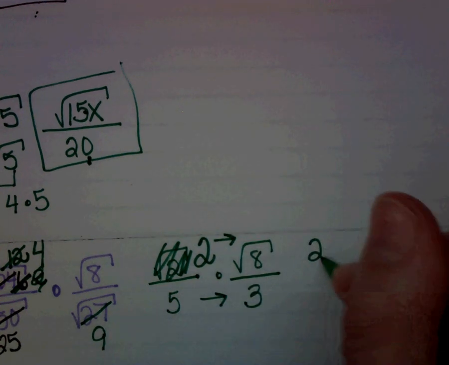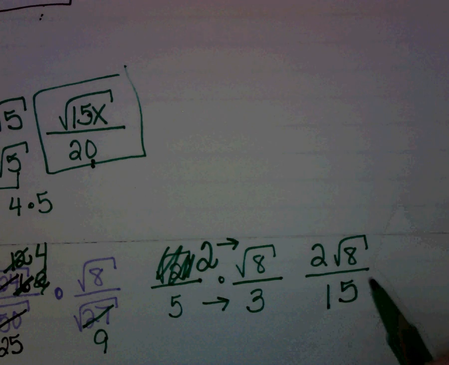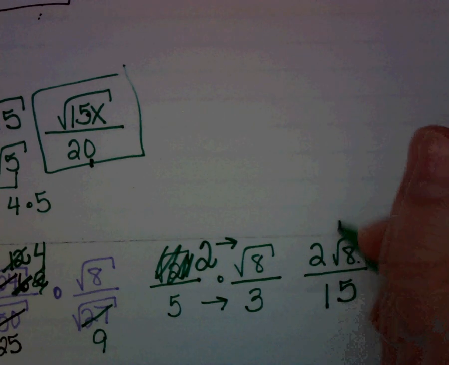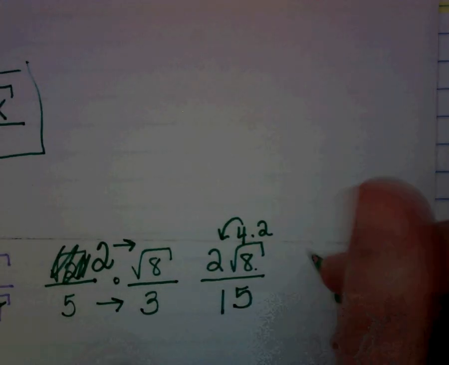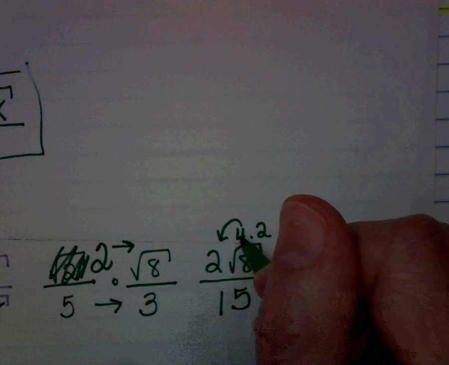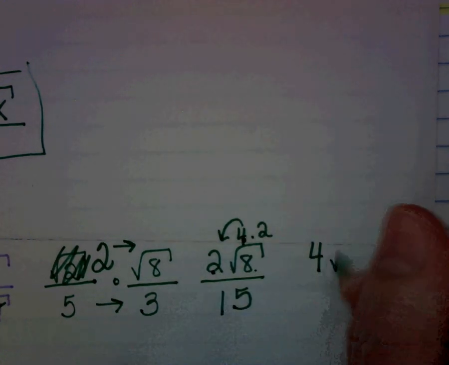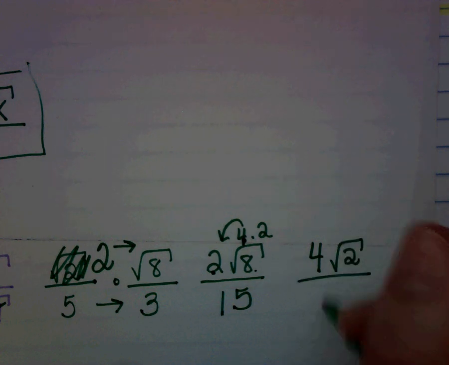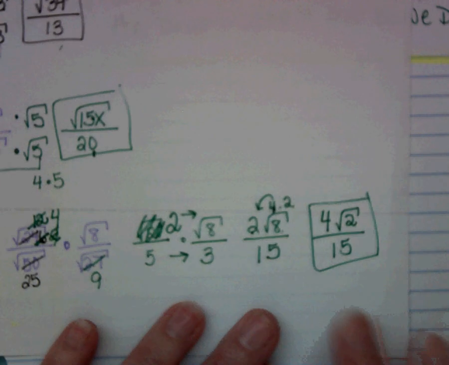I've got 2 the square root of 8 over 15. 8 has a perfect square in it. 8 factors to 4 times 2, so this comes out. And so now I've got 4, because remember that's the square root of 4, which is 2, times 2. 4 the square root of 2 over 15. I'm going to zoom out a little bit. I'm sorry if I messed you up.